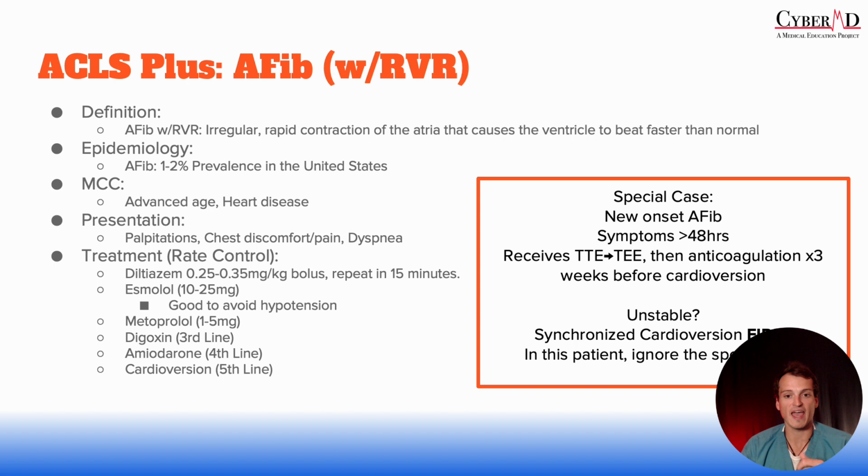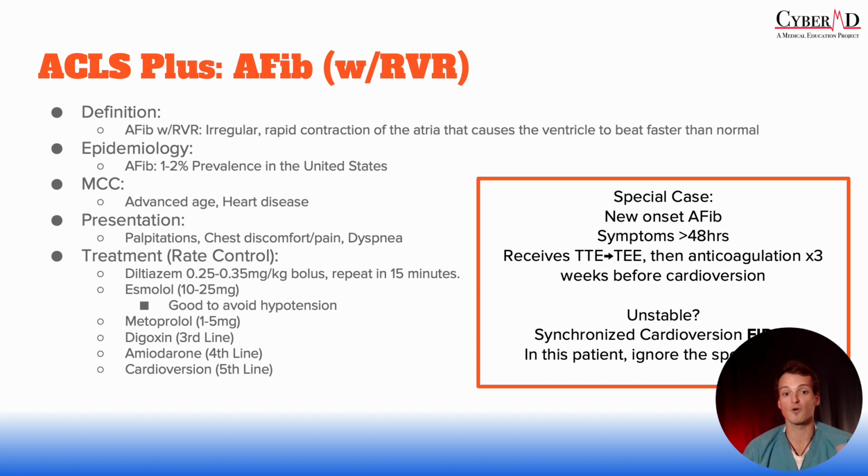Next up is going to be AFib with RVR, or rapid ventricular response. And so this is going to be characterized by that irregular and rapid contraction of the atria, essentially where they're quivering instead of contracting. And that irregularity is going to cause the ventricles to beat faster than their normal rate because they're really trying to get blood out, even though they're not receiving as much blood as maybe they should be from the atria. And so it's going to be like this chaotic storm in the atria, leading to this unpredictable and often rapid ventricular response.